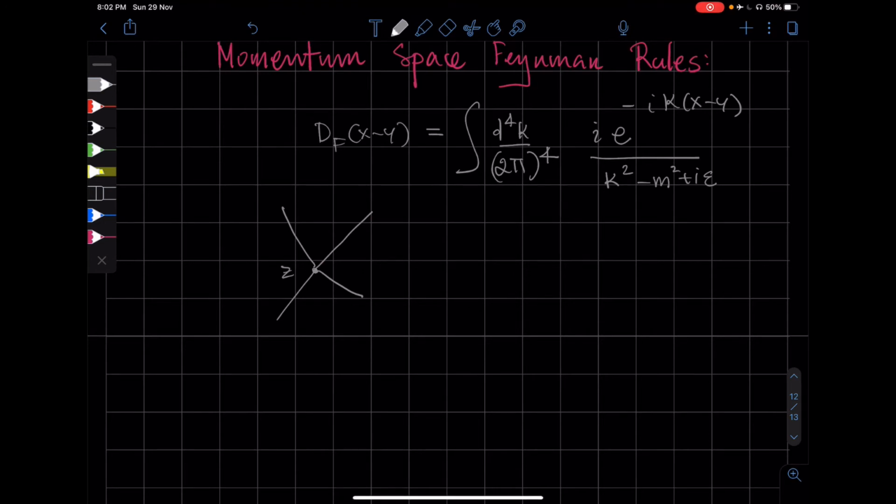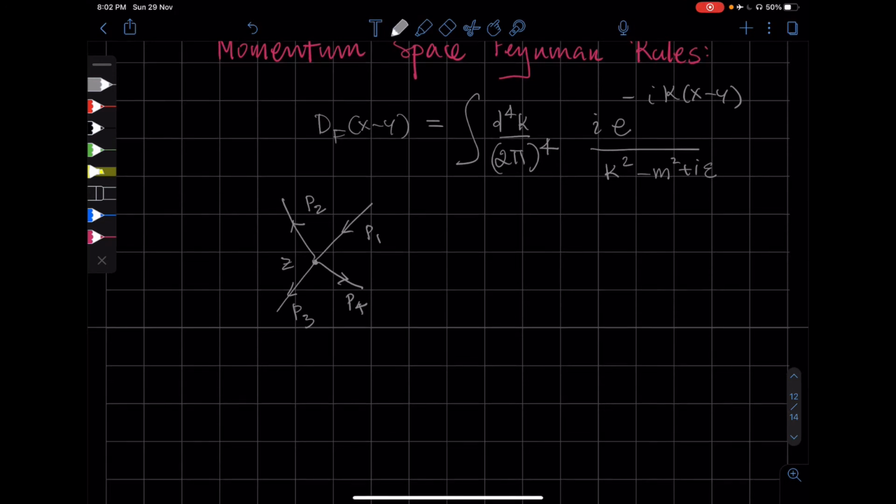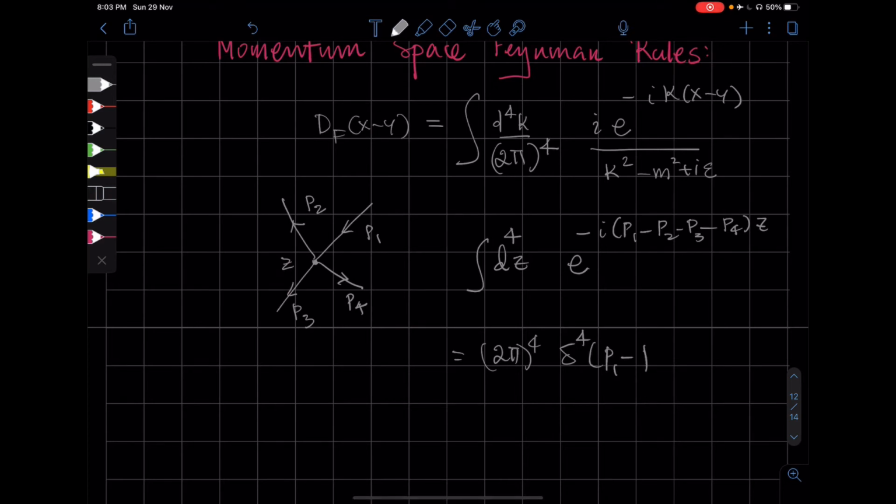of these lines, suppose, has a momentum flowing. Say this one has 4-momentum flowing in, p1, this has 4-momentum flowing out, p2, this has 4-momentum flowing out, which is p3, and this is p4. Then according to the position space Feynman rule, we should get an integral which involves d^4z and an exponential of e to the power i (p1 minus p2 minus p3 minus p4) times z. If you do this integral, then what we get is (2π)^4 and then a 4-dimensional Dirac delta function of p1 minus p2 minus p3 minus p4.